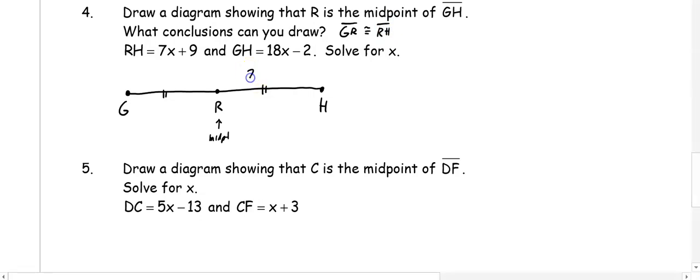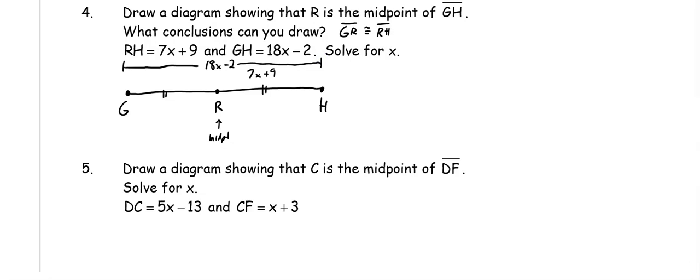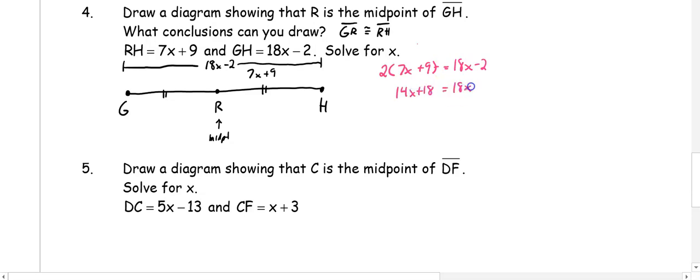Okay, then we know that RH is 7x plus 9, and we know that GH, this whole segment, is 18x minus 2. So if the whole segment is 18x minus 2 and half is 7x plus 9, we need 2 halves to equal our whole segment. So we have 2 times 7x plus 9 is equal to 18x minus 2. So we get 14x plus 18 is equal to 18x minus 2. We can subtract the 14x, so 18 equals 4x minus 2. Add the 2 to both sides, 20 equals 4x. So when we divide, x is 5.